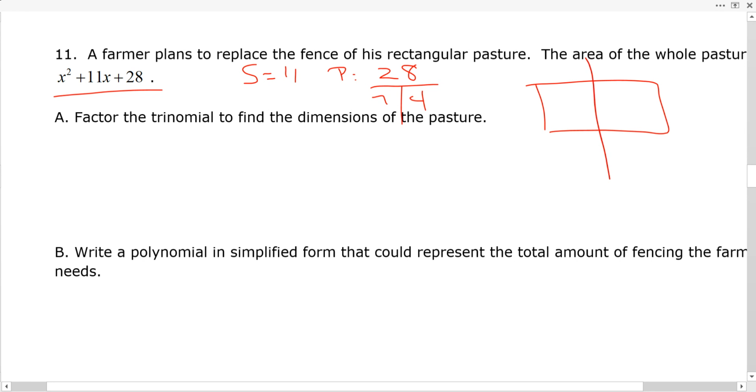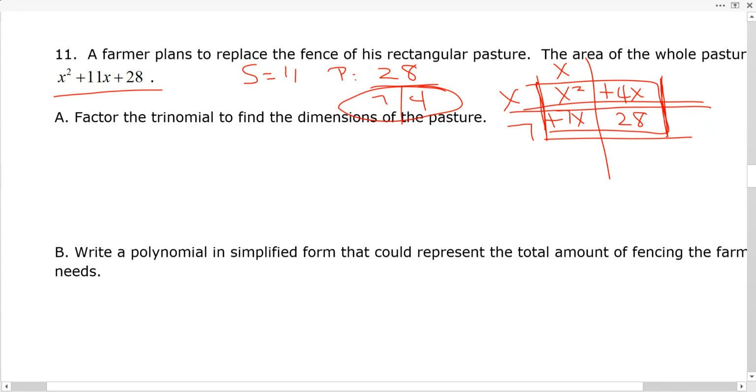So, since I just made a box, I'm going to use my pasture for my box. X squared goes in the top left, 28 goes in the bottom right. And then my magic numbers go wherever I want them to. Greatest common factor on top, X. Greatest common factor on bottom, 7. Greatest common factor on the left side, X. Greatest common factor on the right side, 4. So my answer is X plus 7, X plus 4.